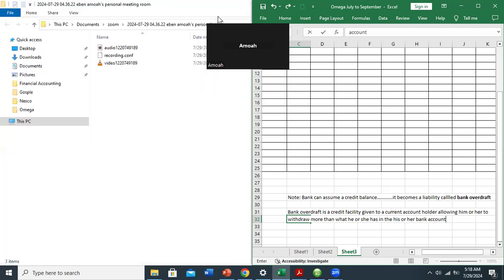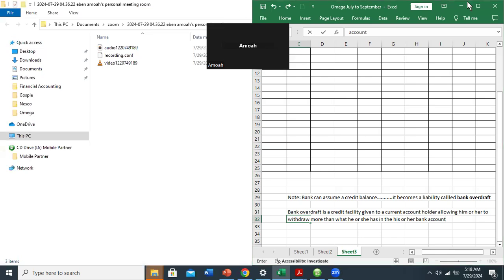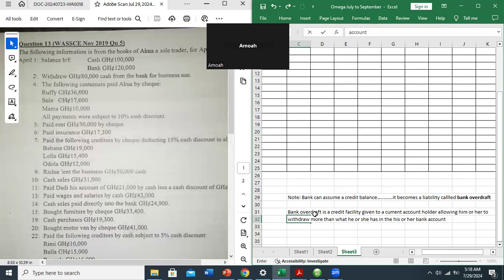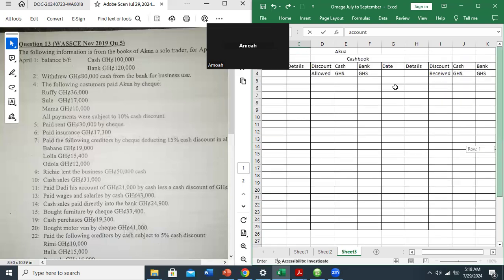But bank, on the other hand, can. And I've explained to you that the reason is because of this bank overdraft. So if you are given any opening balance and you see bank overdraft, then you know where to put it, because bank overdraft is a liability and has a credit balance. But in this case, we are given our normal cash and bank balances.